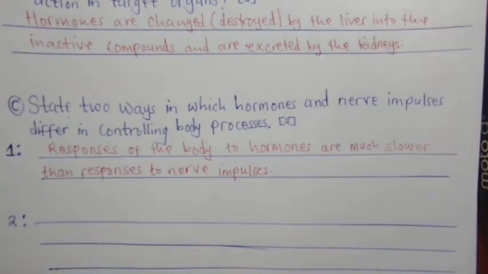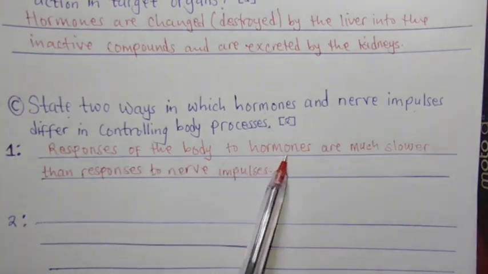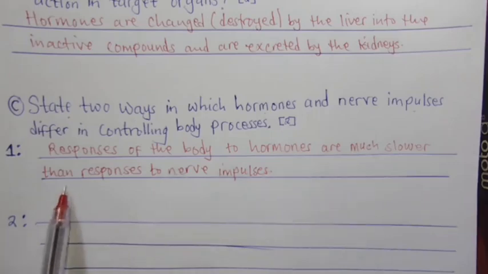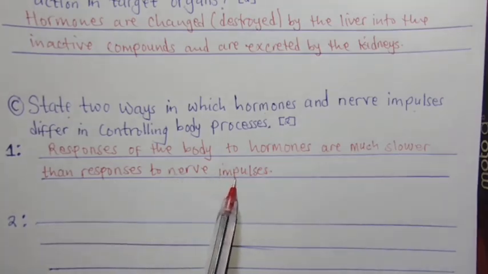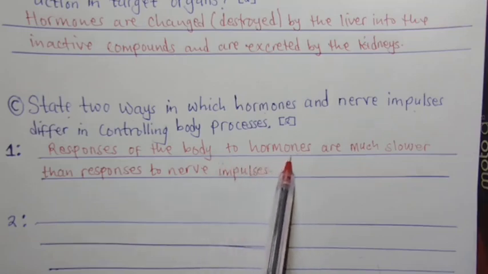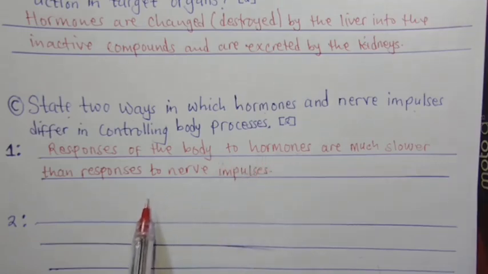All right, so the first difference is that responses of the body to hormones are much slower than responses to nerve impulses, meaning that the responses to nerve impulses are very quick and fast, while the responses of the body to the hormones are very much slower. That is the first difference.